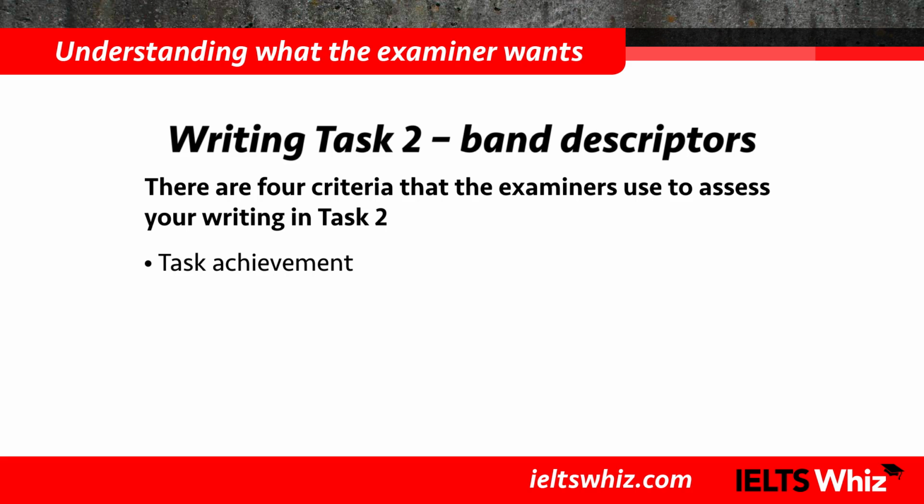The second of the assessment criteria is coherence and cohesion. This examines the structure of your essay. For example, have you used paragraphing effectively? Is there logical grouping of ideas? Are linking words used effectively?